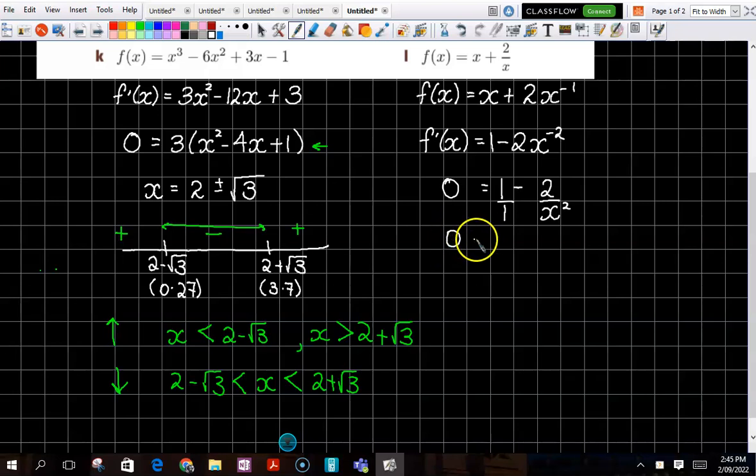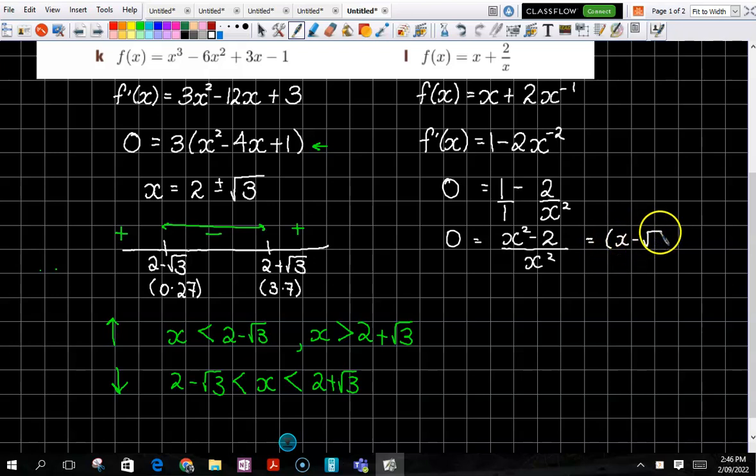Common denominator, very good. So our common denominator, we times them together. We get 1 times x squared is x squared. And then we cross multiply. So we get x squared take 2. And do you have to then go any further? You probably can already see that, I mean, you can do this bit if you want, but it's difference of 2 squares.